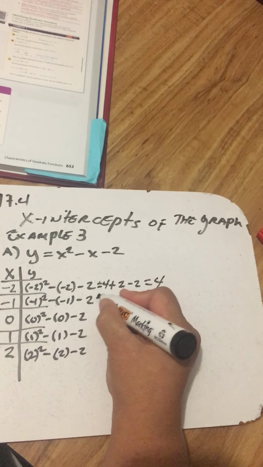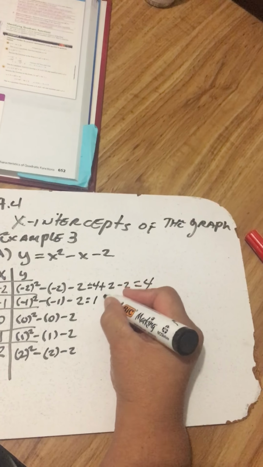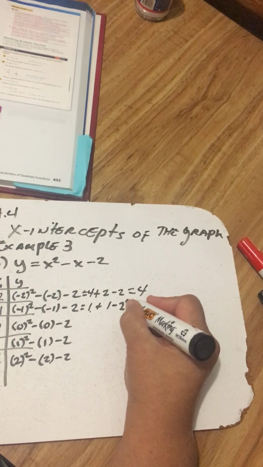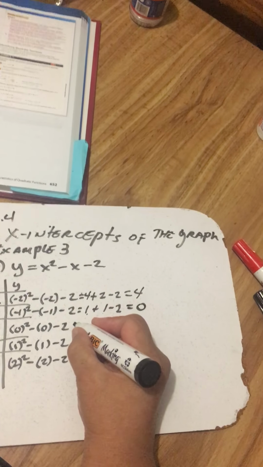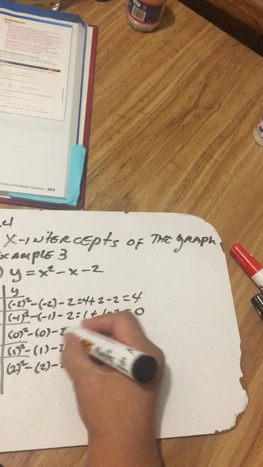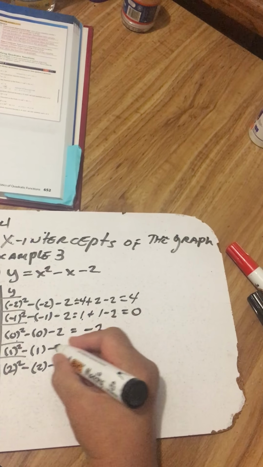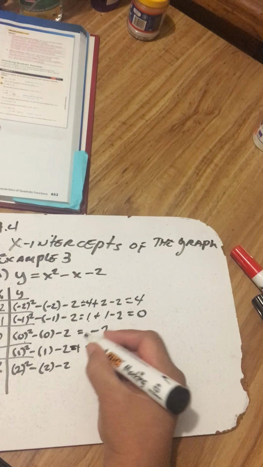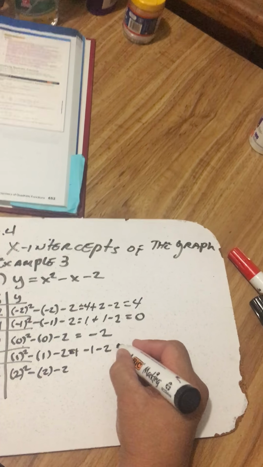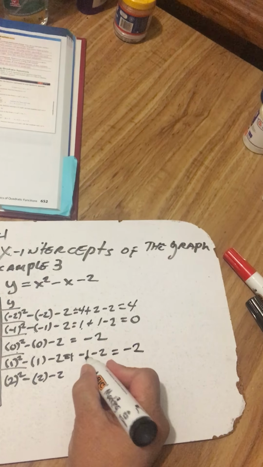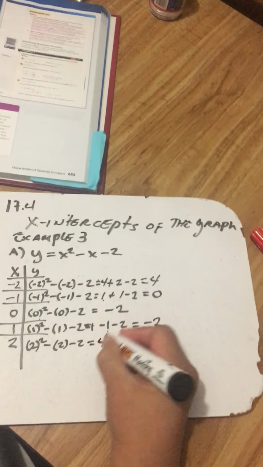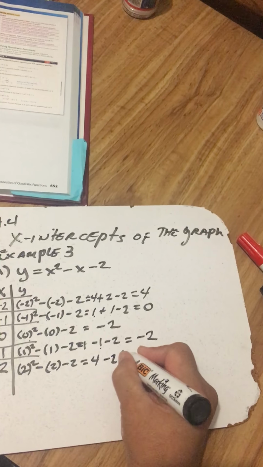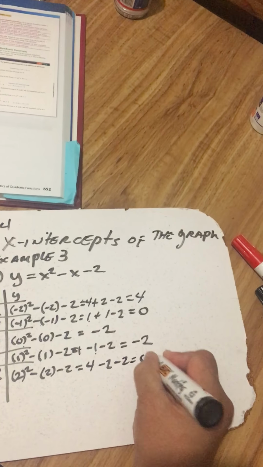Here it's 1 squared plus 1 minus 2. We obtain 2 minus 2, which is going to be 0. Then the next is going to be 0, 0, then it's going to be minus 2. The next is going to be 1 minus 1 minus 2, which is going to be minus 2 because it's cancelled. Okay, here we obtain 4 minus 2 minus 2, we obtain 0.